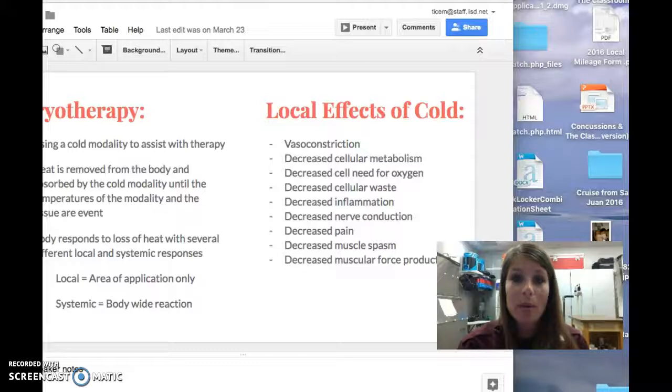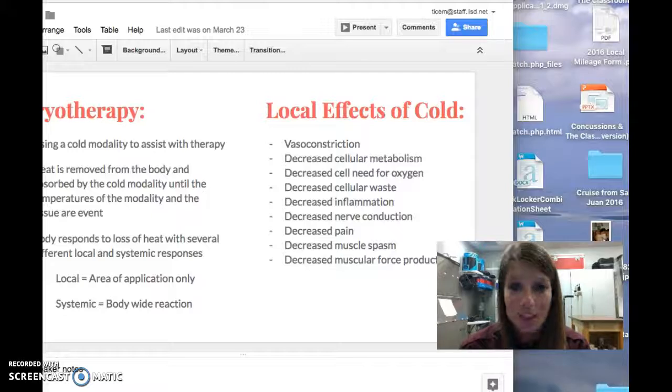Just like when we learned about effects when our body is going through the hypothermia conditions or like frostbite or frostnip, everything starts slowing down. Your heart rate starts slowing down, your breathing rate starts slowing down, and at a cellular level, the cellular metabolism and the cellular need for oxygen slows down. Everything slows down, okay? We also see the decrease in cellular waste, okay? That goes hand in hand with the metabolism.